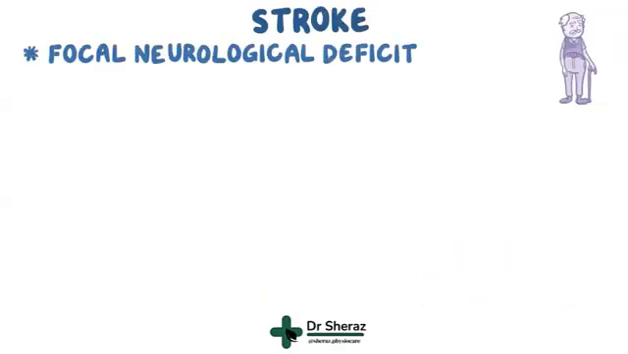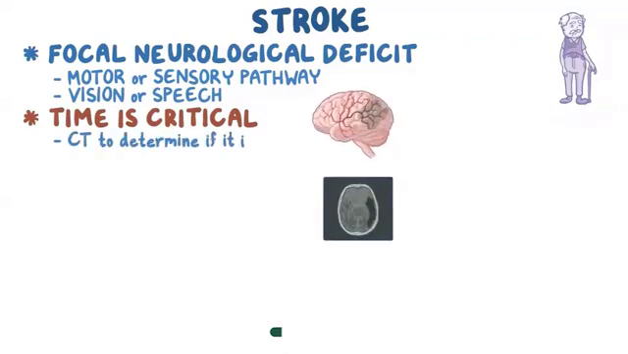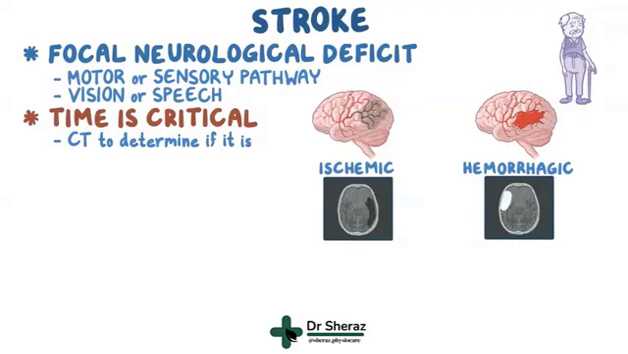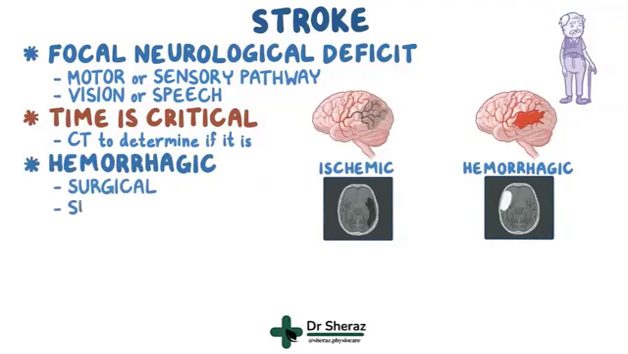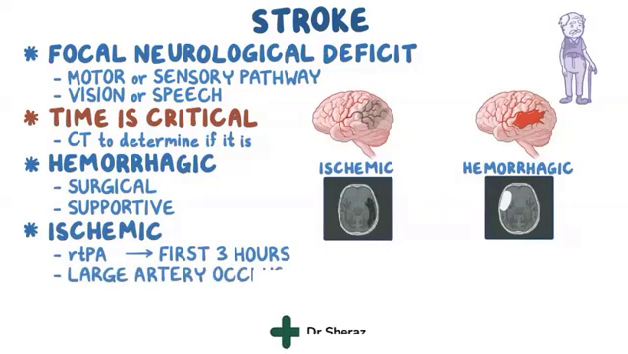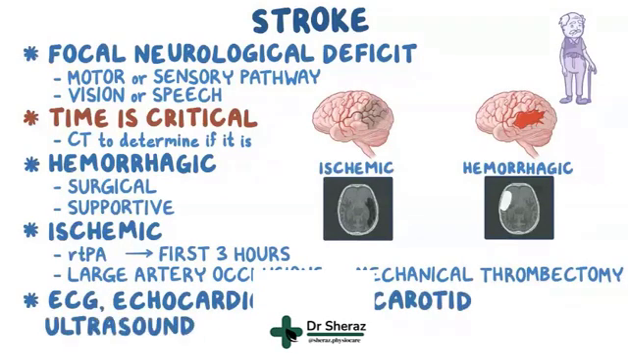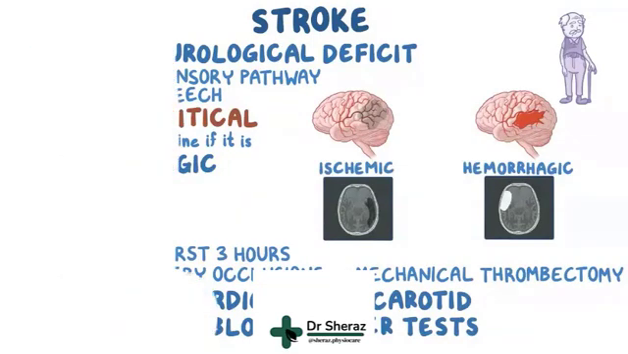Alright, as a quick recap, stroke presents as a focal neurological deficit, usually involving a motor or sensory pathway or affecting vision or speech. Time is critical, so a non-contrast CT should be done to determine if it's ischemic or hemorrhagic stroke. Therapy for hemorrhagic stroke is surgical, or supportive therapy if the hemorrhage is small. RTPA for ischemic stroke should be done in the first 3 hours for appropriate patients. Large artery occlusions in the anterior circulation can be treated within 24 hours of symptom onset by mechanical thrombectomy. When the patient is stable, ECG, echocardiography, carotid ultrasound, blood, and other tests should be done to discover the etiology of the stroke.